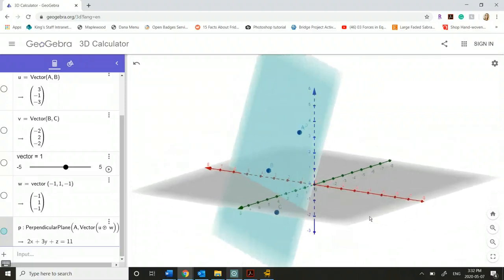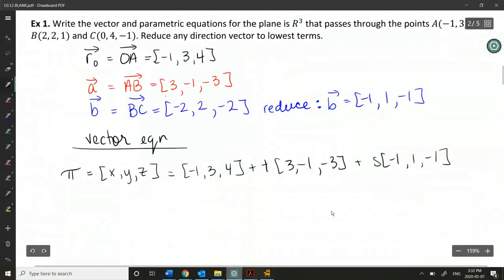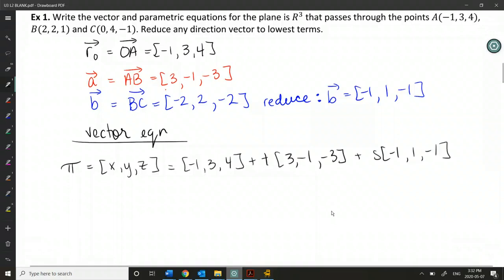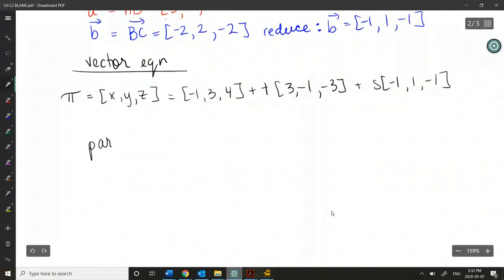Whenever you put a plane into GeoGebra, it will change the equation into scalar format. So this is a really good way that you can check your work once we get into tomorrow's lesson. All right, so moving forward, we're going to express our plane in parametric format now.